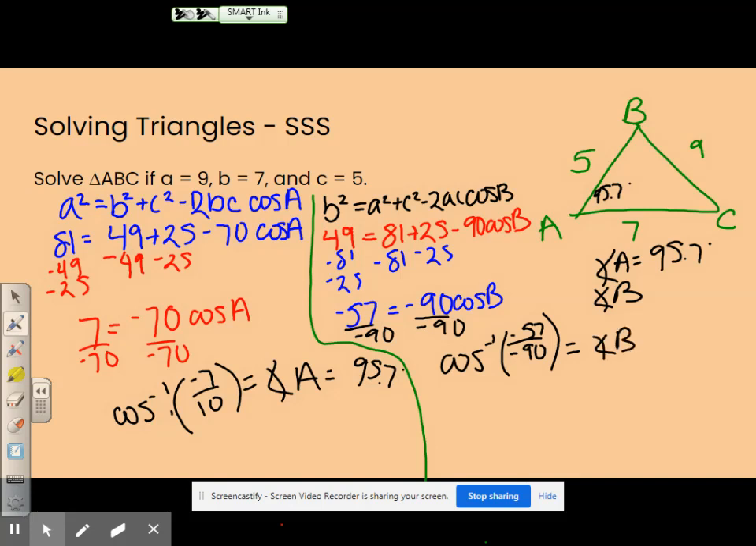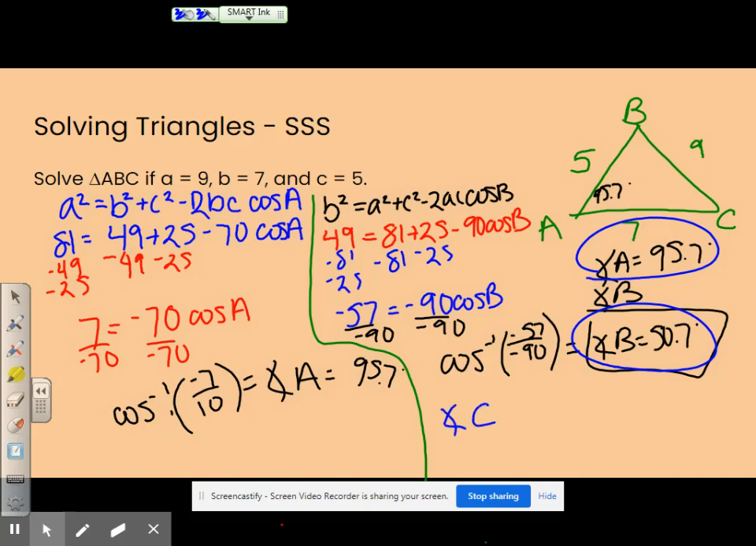And when I put that into my calculator, I get, perfect, 50.7 degrees. All right. And if I want to find C, all I have to do is subtract our angle A and our angle B from 180 degrees, and I would get that angle C equals 33.6 degrees.